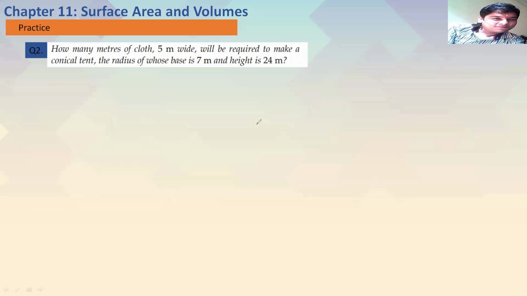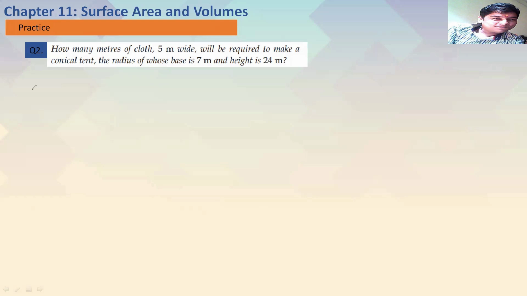How many meters of cloth 5 meters wide will be required to make a conical tent, the radius of whose base is 7 meters and height is 24 meters? Okay. So, how many meters of cloth? Yes, it means the total surface area.